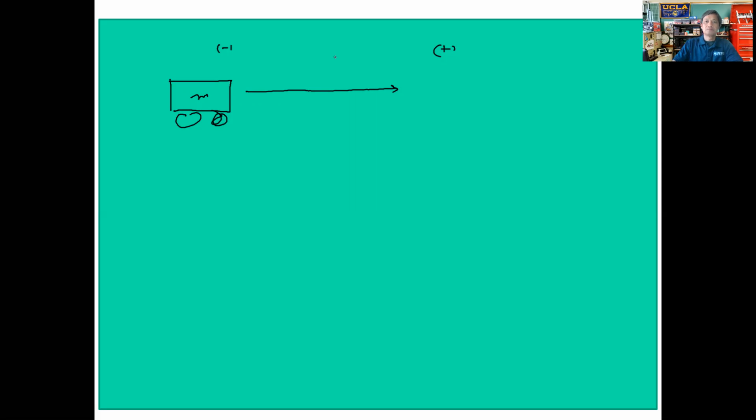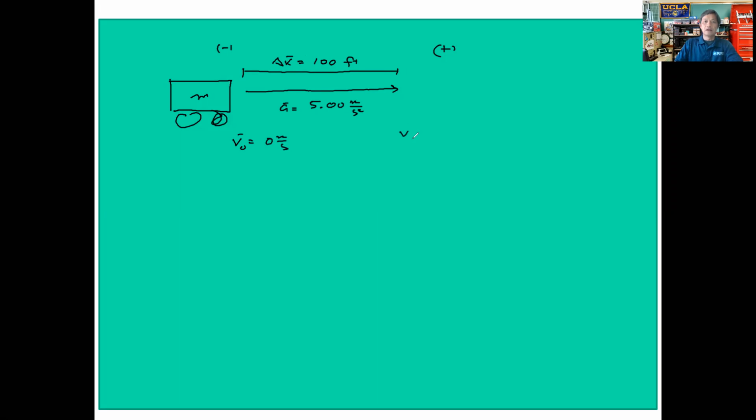acceleration is, we identified that it's 5 meters per second squared. Okay, we are told then that it moves a total distance of 100 feet. Okay, and then we are finally told that the initial velocity here is 0 meters per second, and we are trying to find the final. Okay, all right, and we agreed that the equation we're going to use is V final squared equals V initial squared plus 2a delta x, because that's going to give us what we need.